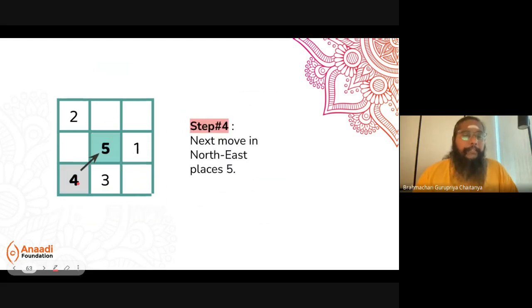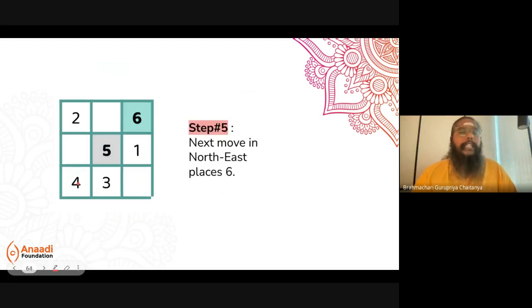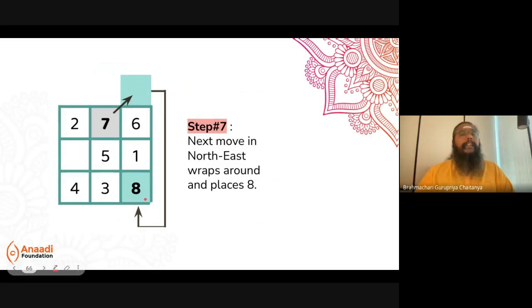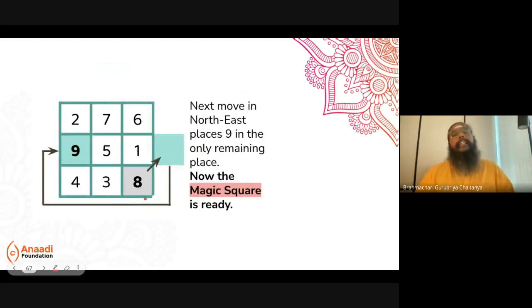Continue in northeast 5, 6, 7. Again, we are blocked. Continue in the opposite direction to our first move, which was east. Opposite to east is west. So 6. West of 6 is now 7. Continue in northeast 8. 8 comes here. Continue northeast 9. 9 comes here. Again 2 plus 9, 11. 11 plus 4, 15. 7 plus 5, 12. 12 plus 3, 15. 6 plus 1, 7. 7 plus 8, 15. It goes like that.